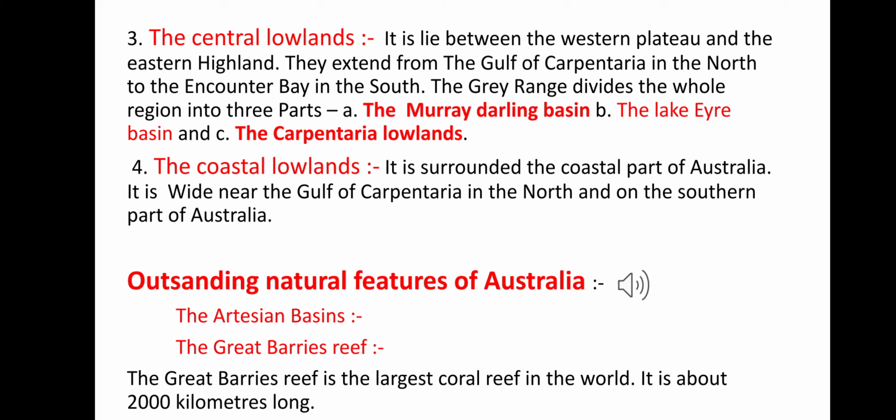Our last point is the Coastal Lowland. This is the last physiographic division of Oceania. It surrounds the coastal part of Australia, and it is narrow, but wide near the coast of Carpentaria in the north and in the southern part of Australia. Now we discuss some outstanding natural features of Australia. Here there are two outstanding natural features: number one is the Artesian Basins and number two is the Great Barrier Reef.